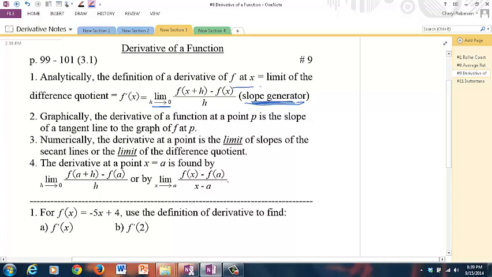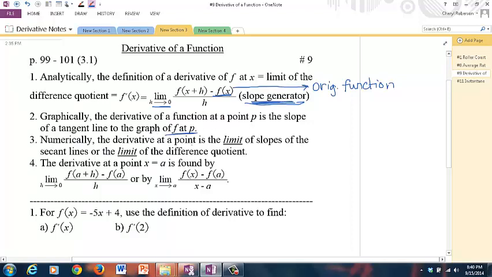Now, it's something that we did talk about in class, this minus f of x. Behind this last subtraction sign, this f of x is going to be where we look to find our original function. And it's important for us to be able to pick out that original function. Now, graphically, the derivative of a function at a point P is the slope of the tangent line to the graph of f at P. That's important for us to know.